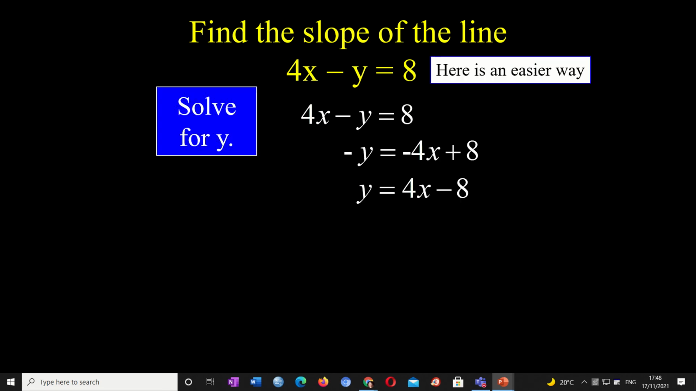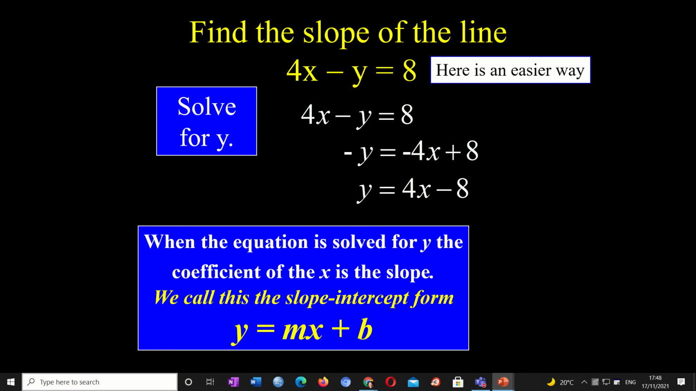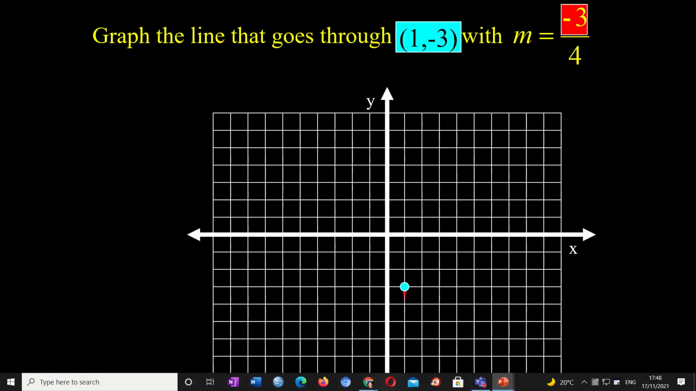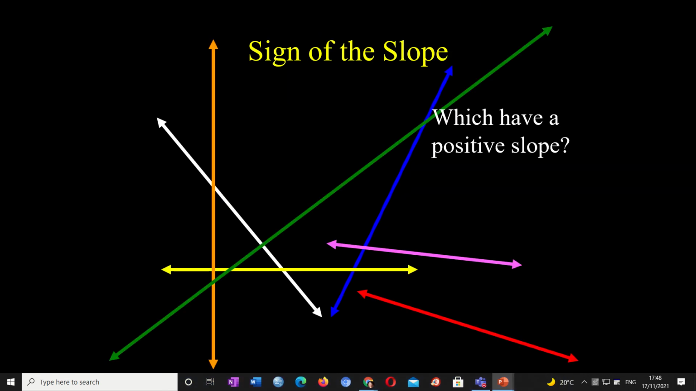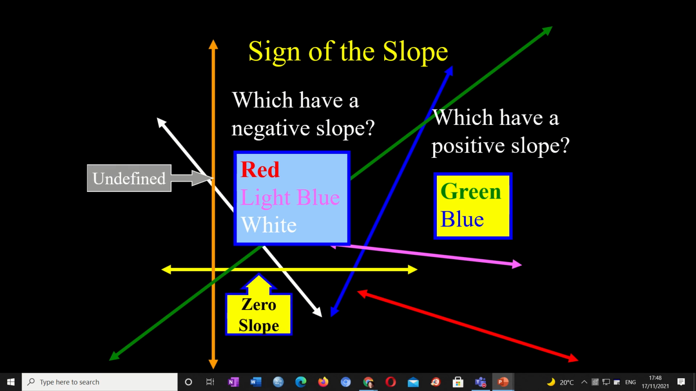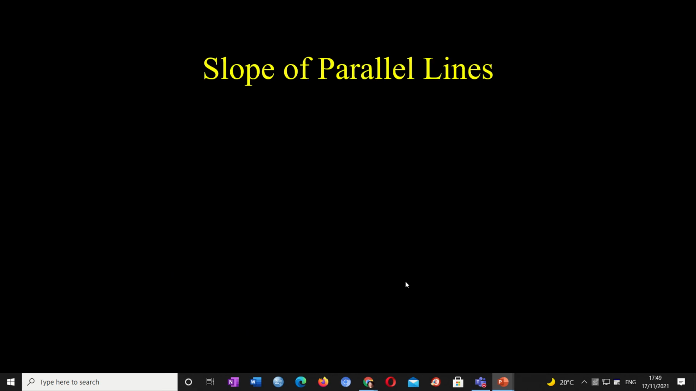And we learned an easier way for that, y equals mx plus b, where m is the slope and b is the y-intercept. These are rise and run. The positive ones are green and blue, and negative slopes are red, light blue, and white. The vertical one is undefined, and this yellow one has 0 slope.